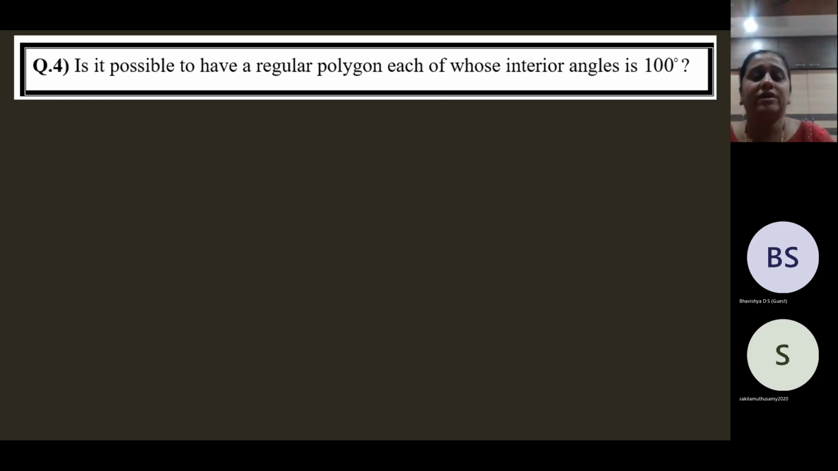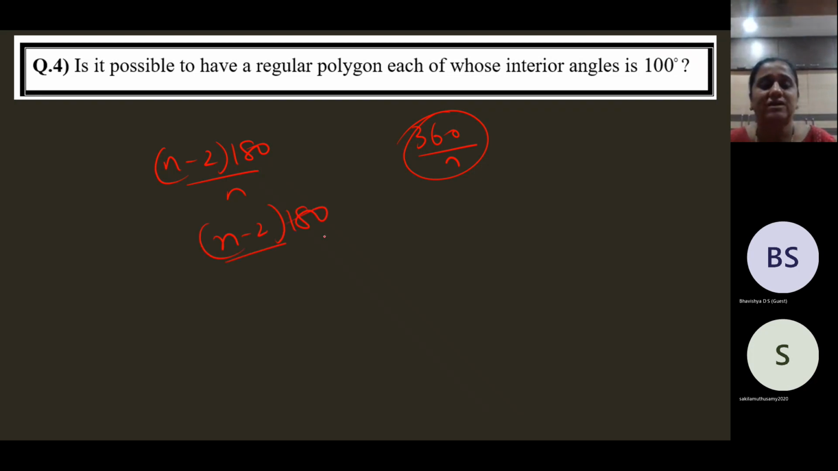Is it possible to have a regular polygon, each of whose interior angles is 100 degrees? Okay. So we know that the formula for each interior angle is n minus 2 into 180 by n, and each exterior angle is 360 by n. So like this is simpler, right? Each interior angle is n minus 2 into 180 by n. Each exterior angle is 360 by n.